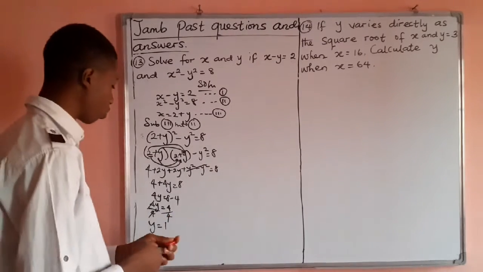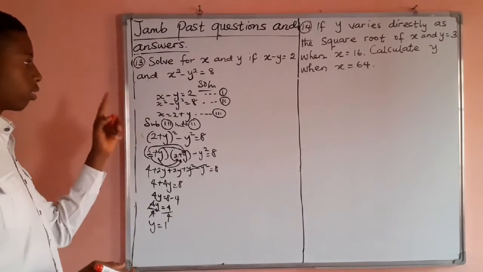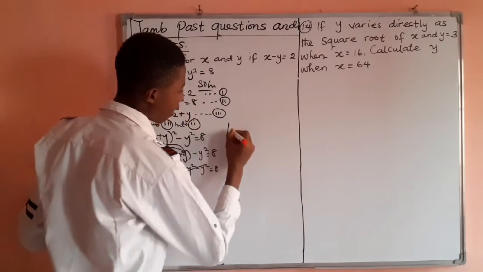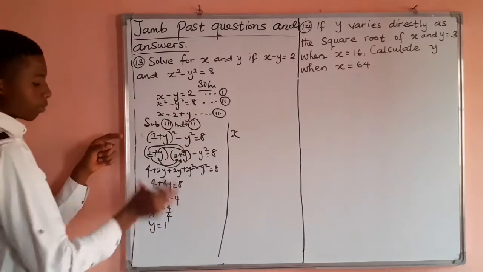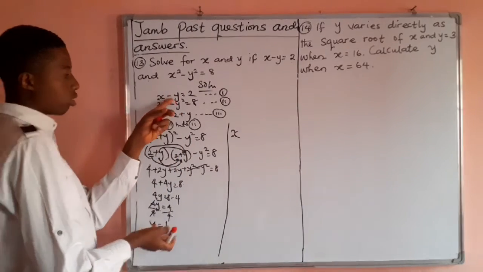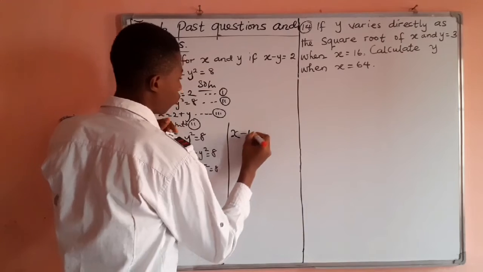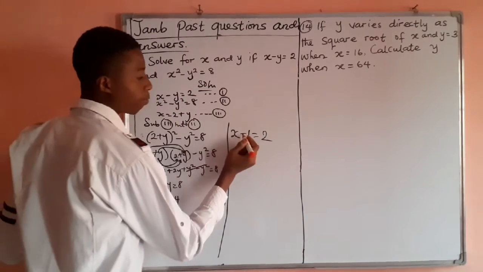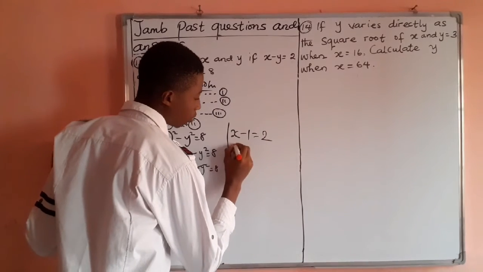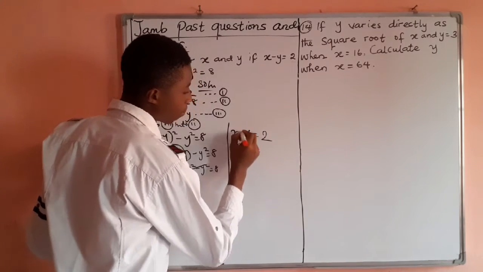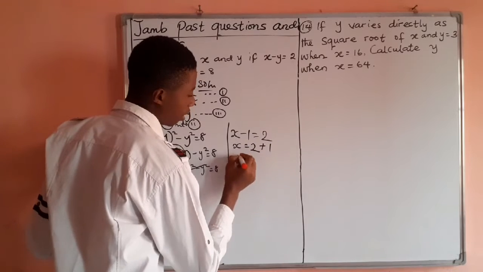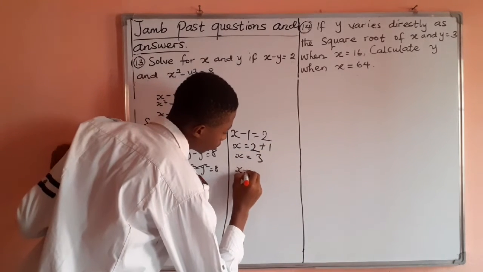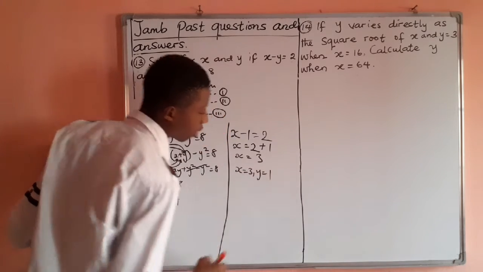Now we have to substitute y into equation 1. Anywhere you see y, you put the value 1. So x minus y equals 2. We collect like terms, meaning minus y will cross over to meet 2. So x equals 2, and crossing over becomes plus 1. We know 2 plus 1 is 3, so x equals 3. Our final answer is x equals 3 and y equals 1.